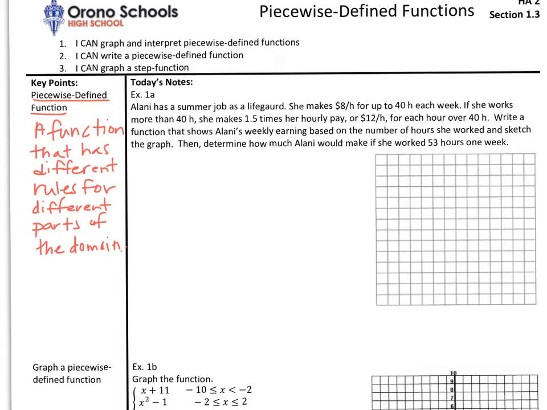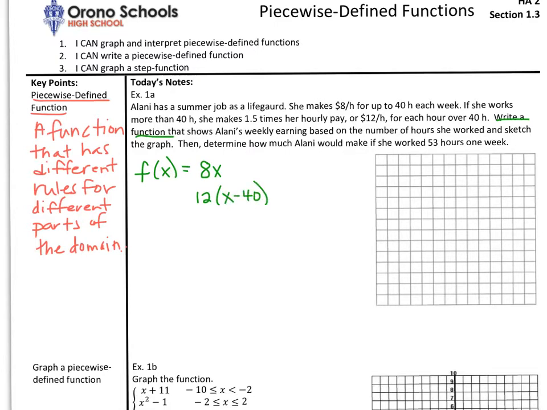So thinking about writing a function, what we want to do there, we'll underline that, is write f of x equals. That's our function notation. So she gets paid different amounts of money depending on the total amount of time she works. To start off, her normal hourly salary is $8 per hour. But then if she works more than 40 hours, she gets paid more. So then the second part's a little bit tricky. If she works more than 40 hours, she gets paid $12 for anything that's more than 40.